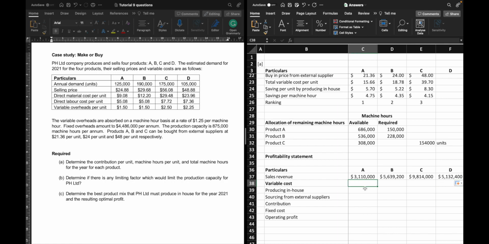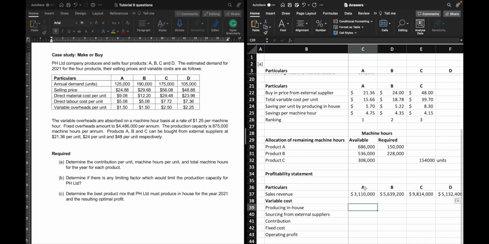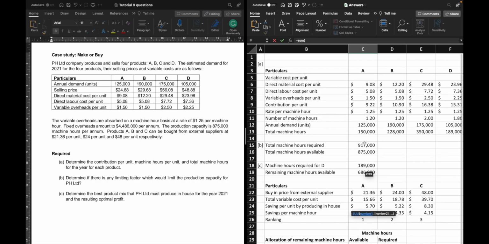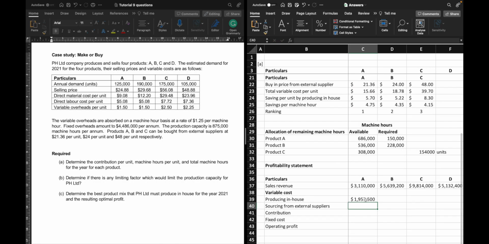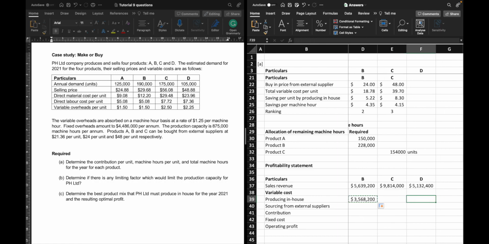Now variable cost. Product A is completely manufactured in-house, so the variable cost for product A will be the sum of the material, labor and overhead costs times the annual demand. Product B is also completely manufactured in-house. The variable cost is 3.56 million. Product D is also completely manufactured in-house. The variable cost is 3.52 million.